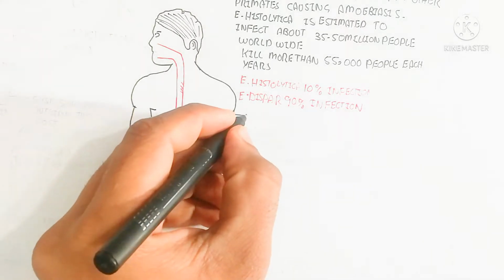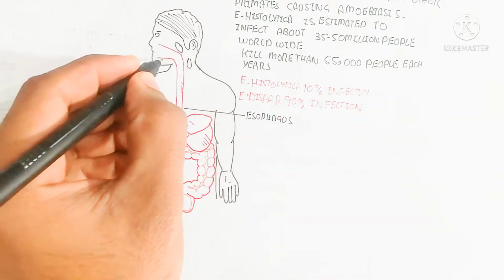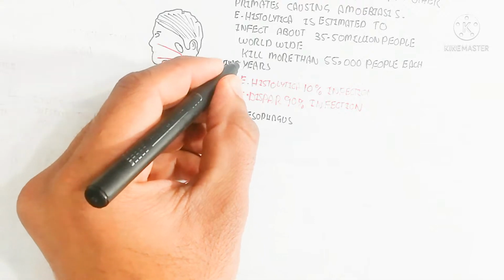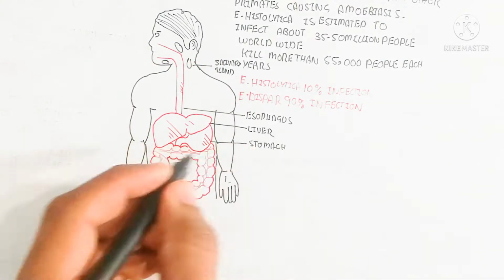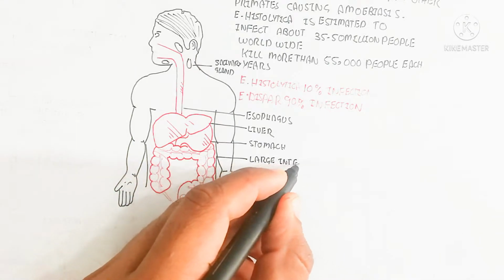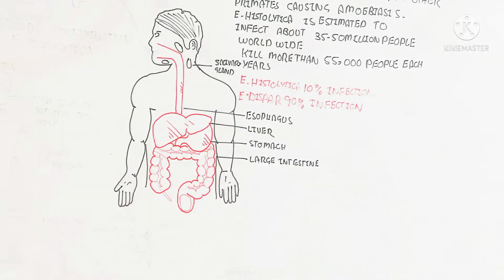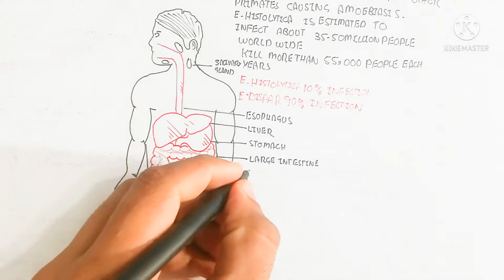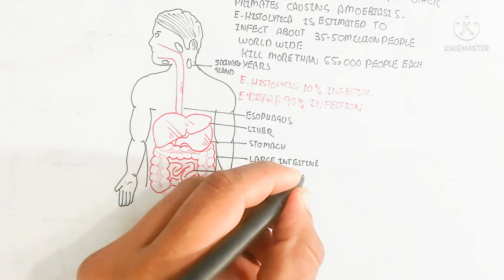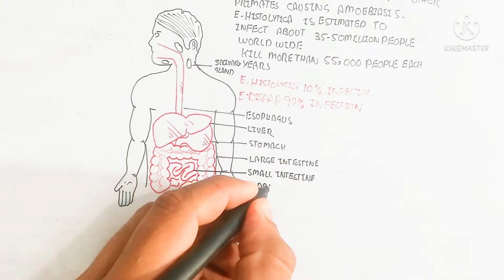So here is the digestive system. The infection begins from the digestive system. Here is the salivary gland, the esophagus, liver, stomach, large intestine and small intestine, as well as the rectum, anus, appendix and cecum. You can see this in the diagram.